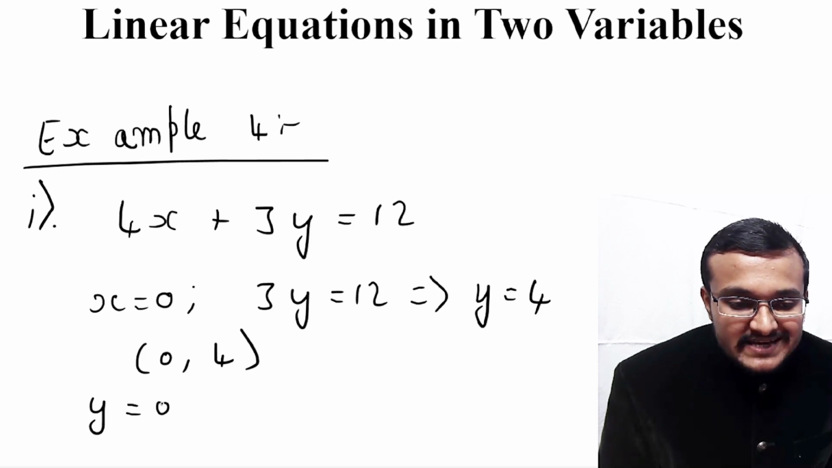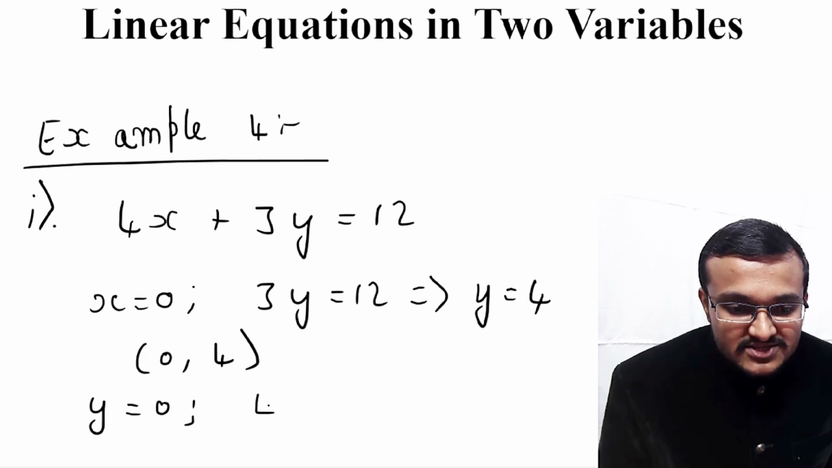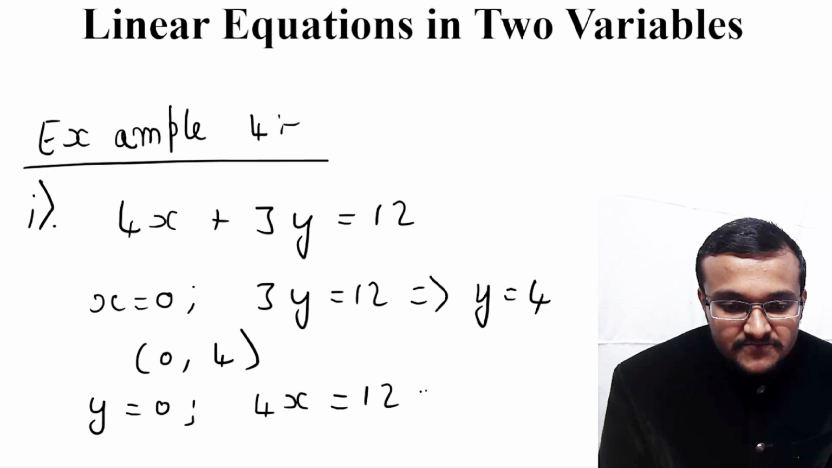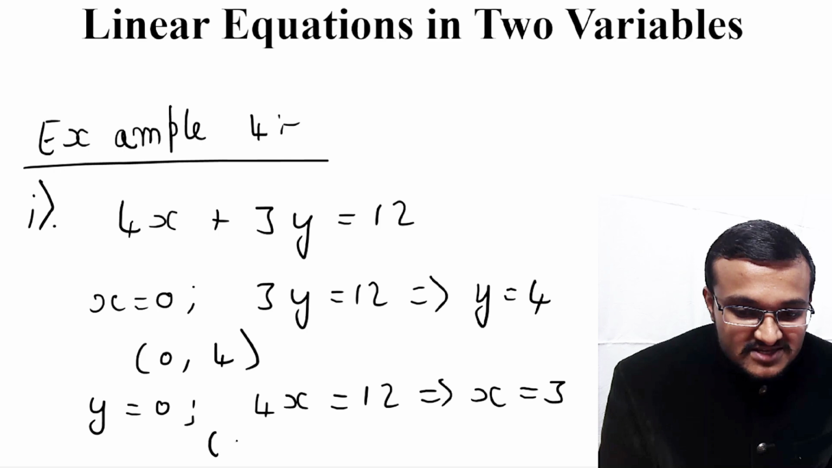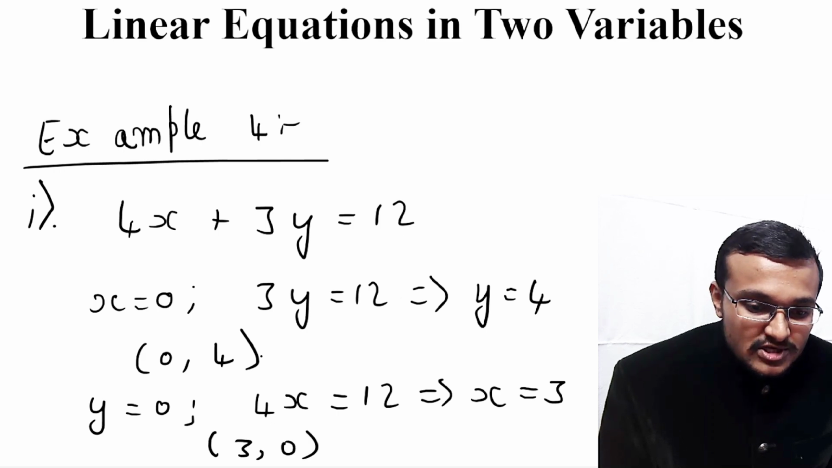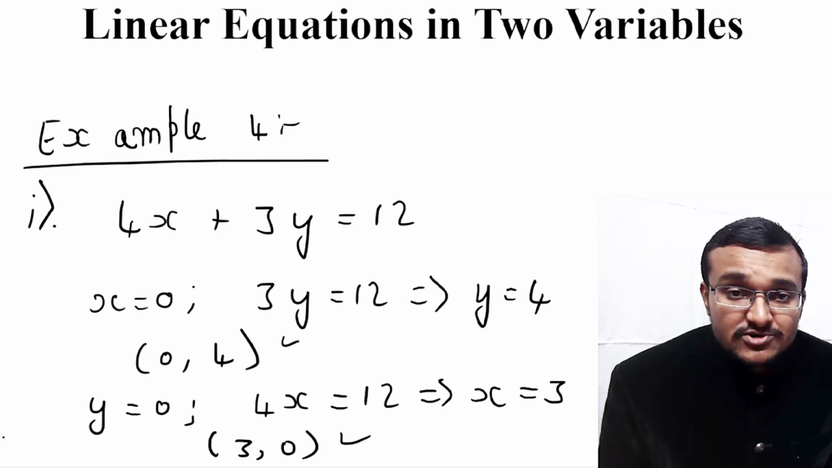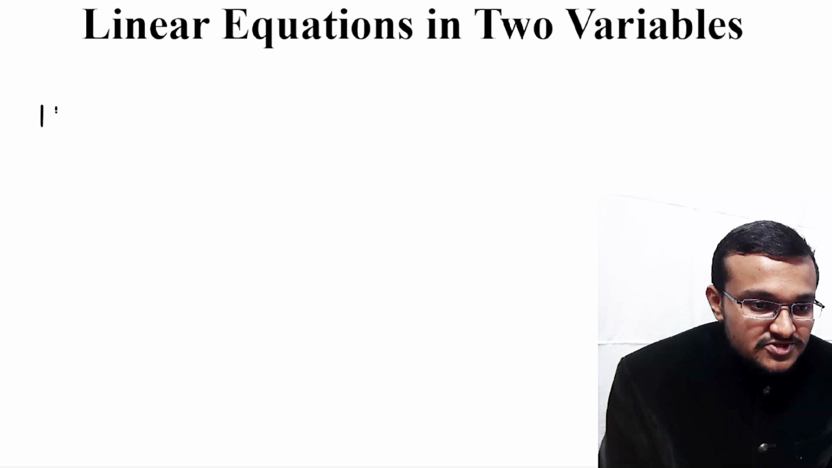Next, you can substitute y as 0. When you substitute y as 0, 4x will be equal to 12. That means x is equal to 12 by 4, and 12 by 4 is nothing but 3. So another solution is (3, 0). So (0, 4) and (3, 0) are the two solutions for this first question.